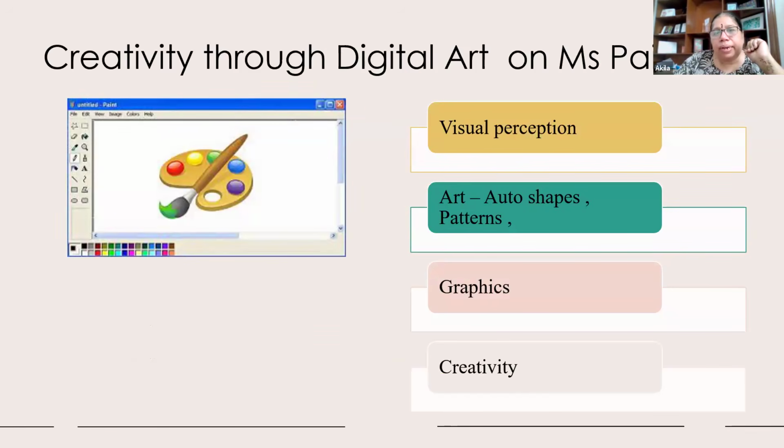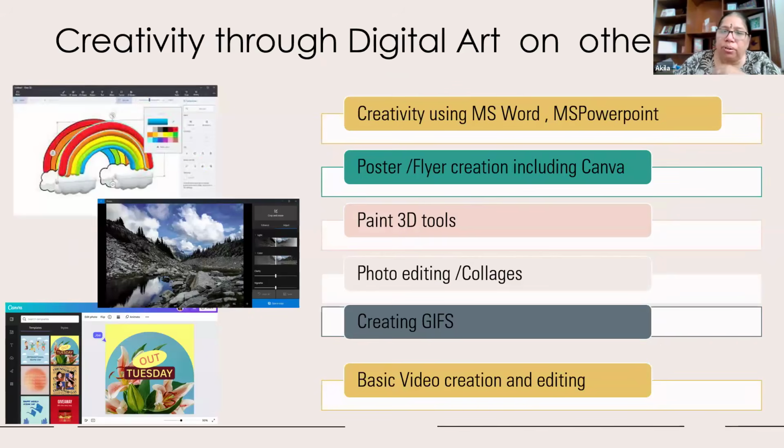Also, we will look at creativity through MS Paint. We'll start with MS Paint. So in MS Paint, we'll look at how to create worksheets for basic visual perception, how to use auto shapes, how to fill patterns, complete patterns, how to create your own graphics, how to create your own imaginary things.